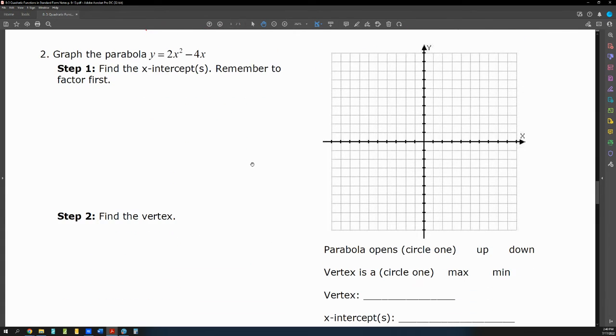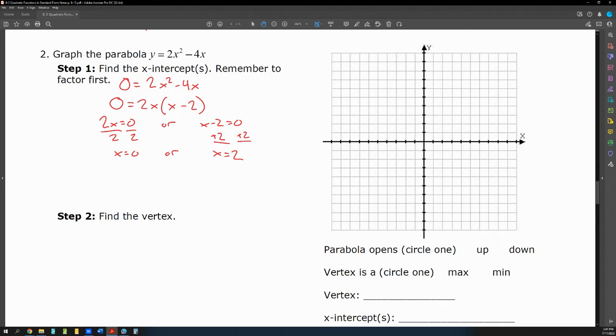Let's go ahead and graph the parabola y equals 2x squared minus 4x. Let's find the x-intercepts by setting y equal to 0 and then solving for x. So this is equal to 0. Let's go ahead and factor. This has a GCF of 2x, and so we're left with x minus 2. Using the zero product property, I can set each factor equal to 0. So we have the equations 2x equals 0 or x minus 2 equals 0, which gives us the solutions x equals 0 or x equals 2.